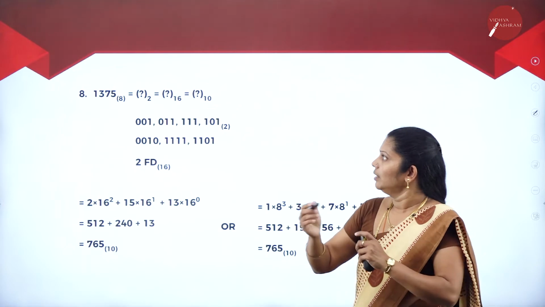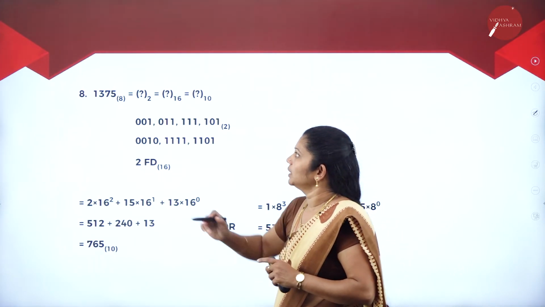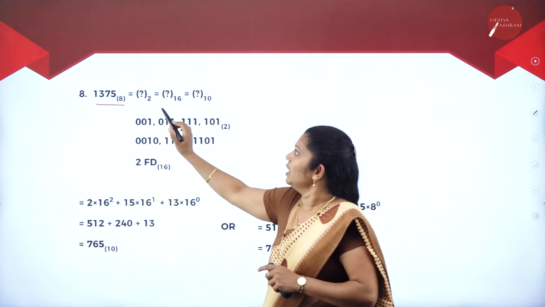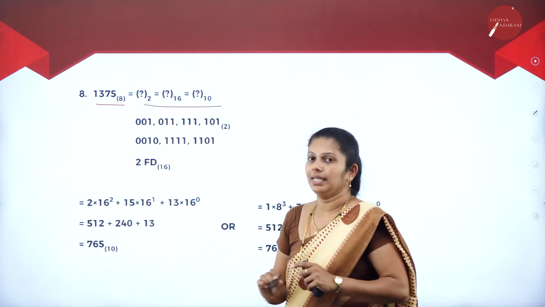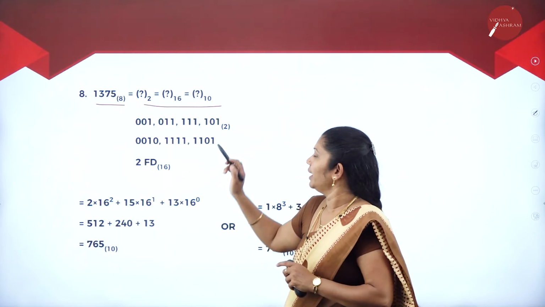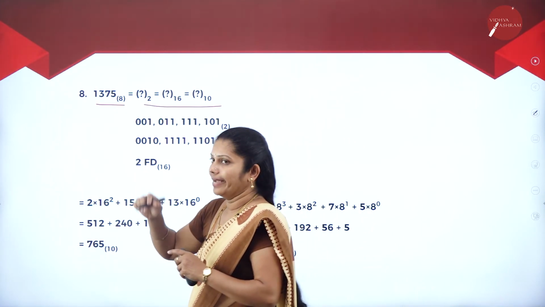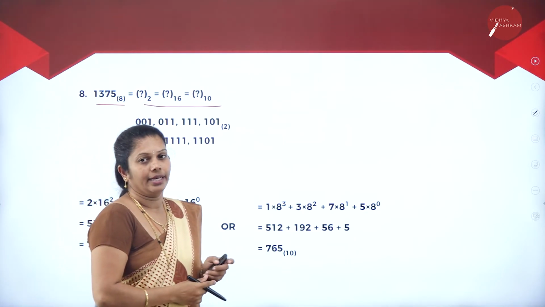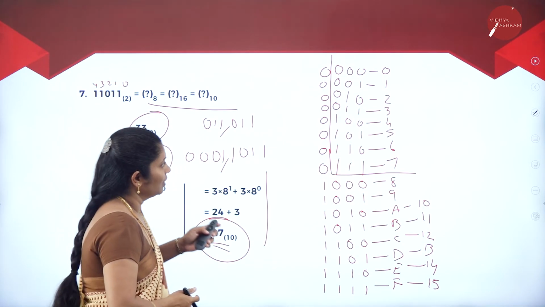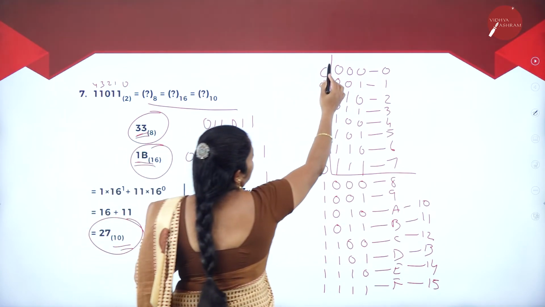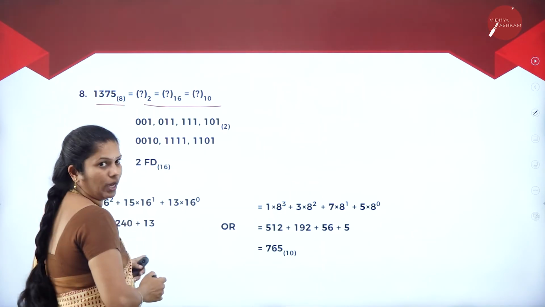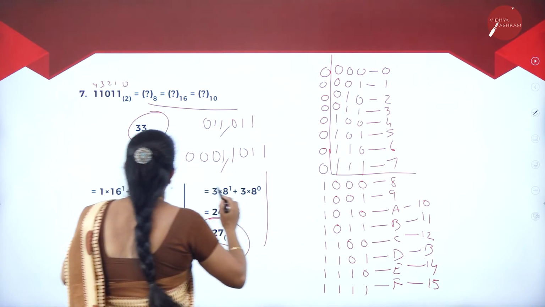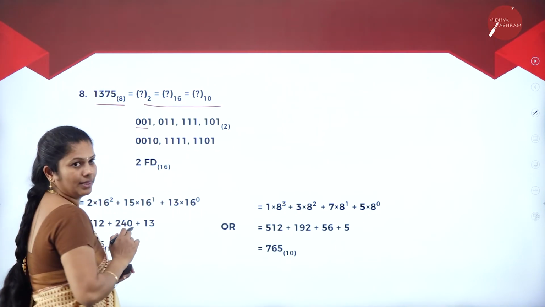Now is it clear? Now we will show you one more problem. Consider this octal number, 1375. How to convert this into binary as well as hexadecimal as well as decimal. See, if you write 3 bits for each digit, we can get the equivalent binary number. First we have 1. For 1, what is the value? 001. Here we have written 001.